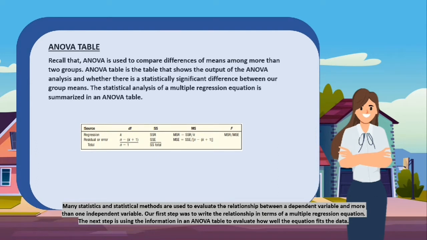Recall that ANOVA is used to compare differences of means among more than two groups. The ANOVA table is the table that shows the output of the ANOVA analysis and whether there is a statistically significant difference between our group means. The statistical analysis of a multiple regression equation is summarized in an ANOVA table.